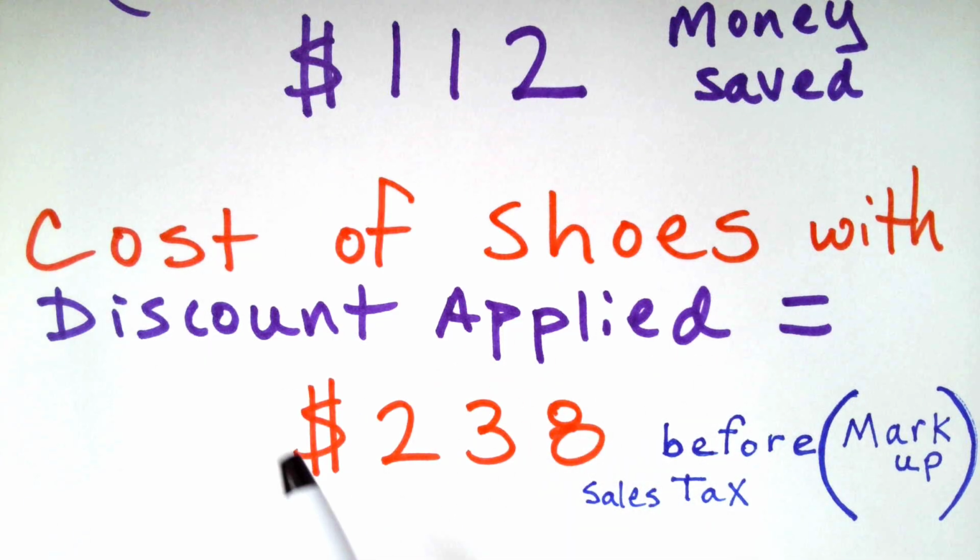Now, remember, this cost was before our sales tax, right? And sales tax would be considered a markup. Why? Well, because with sales tax, you add markups, you add to the value of your cost, in this case, the cost after the discount, $238.